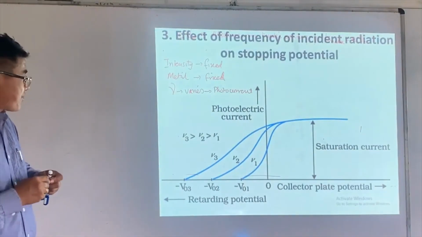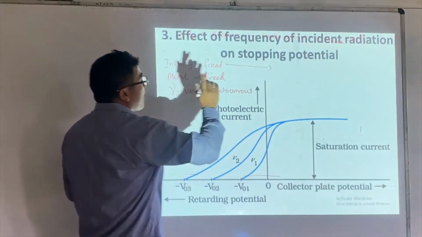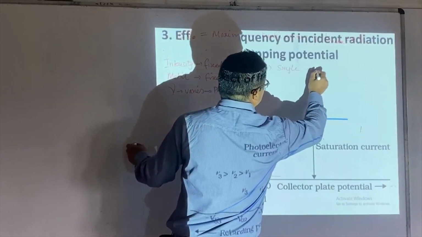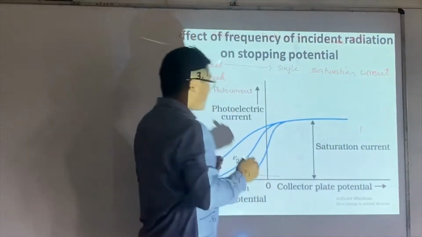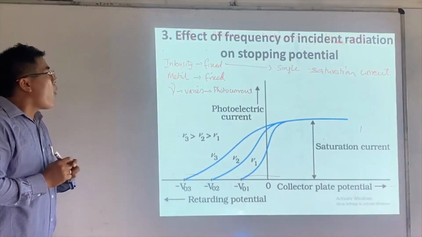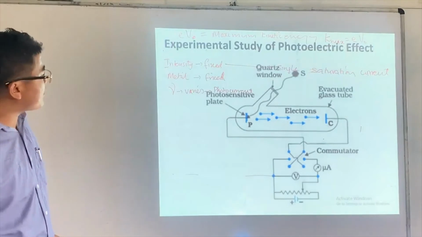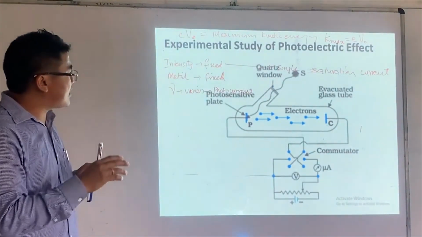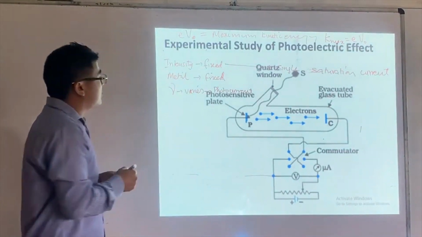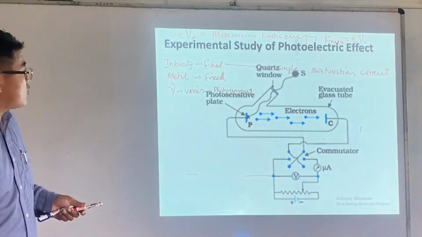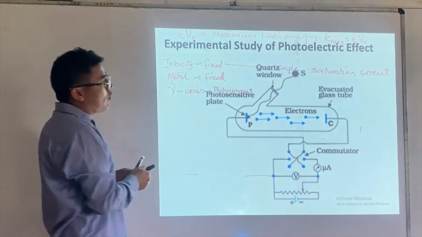All right, so look here. Since I fix intensity, we would be getting only a single saturation current. Then again, I'll go back to the experiment, right? I'm going to fix intensity, and we are going to fix the potential also, and this potential will change later. We are going to supply a fixed amount of intensity, and then we are going to change frequency.